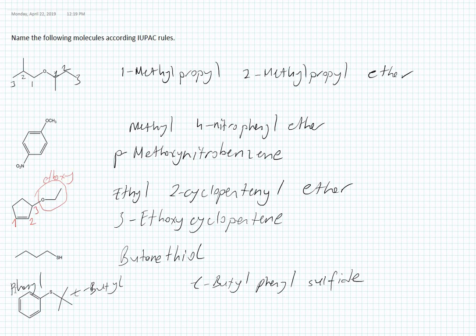Okay, in this question we named 5 molecules. Three of them were ethers, and one of them was a thiol, and the last one was a sulfide.